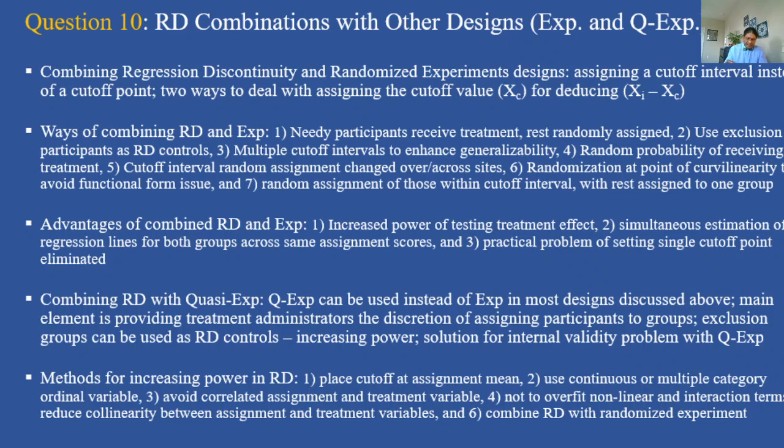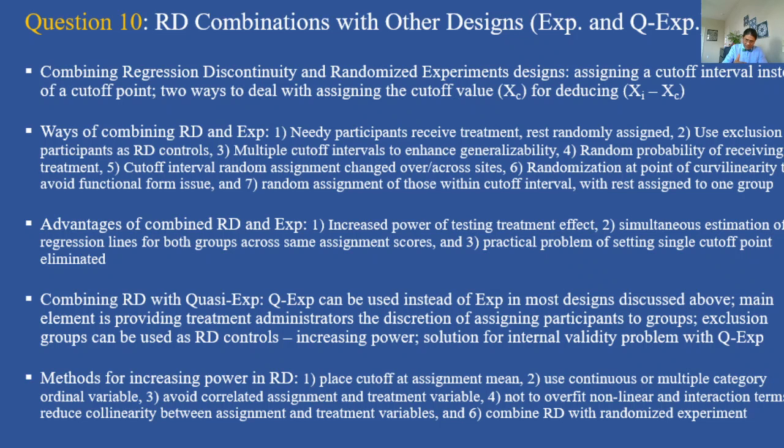So, can the regression discontinuity design be combined with other designs? Combining regression discontinuity design with a randomized experiment is done, and it basically entails using a cutoff interval instead of a single cutoff value. So if these are parallel lines, those above the upper score of the cutoff interval are assigned to a condition, maybe control or treatment.